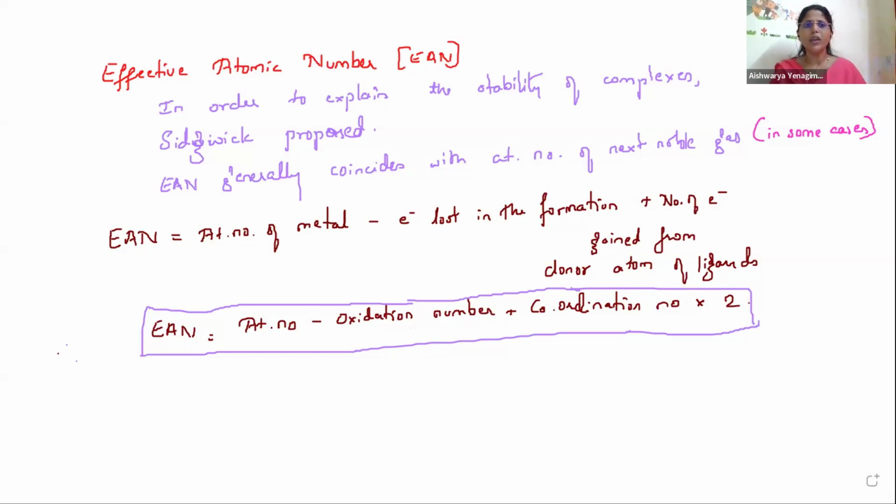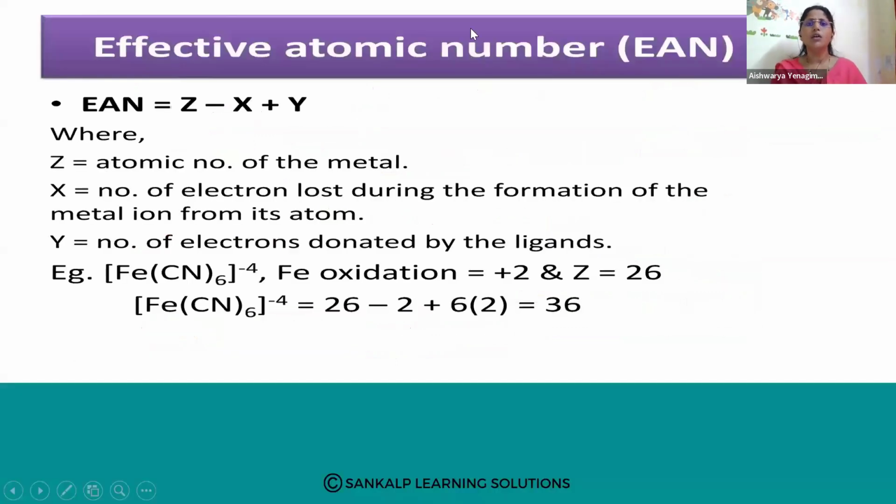We can write effective atomic number in the form of a simple expression: EAN is equal to Z minus X plus Y. What is Z? Z is the atomic number of the metal. What is X? The number of electrons lost during the formation of the metal ion from its atom, that is the charge, therefore it becomes the oxidation number. And Y is the number of electrons donated by the ligands. How many electrons are donated? And here an example is being taken.